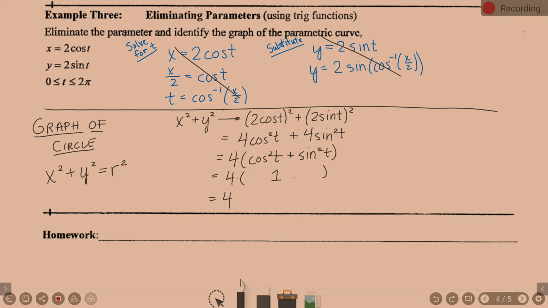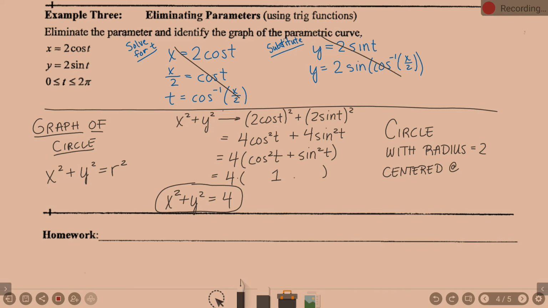Okay. Where did this come from? This came from plugging in the x squared plus y squared. So our equation representing this graph is x squared plus y squared equals 4, which is a what? A circle. What do we know about this circle? Radius of 4? No, radius of 2. And where is the center of this circle? At the origin. So centered at 0, 0.